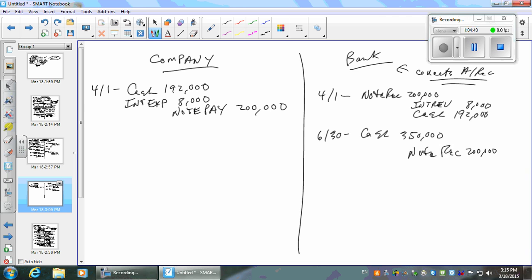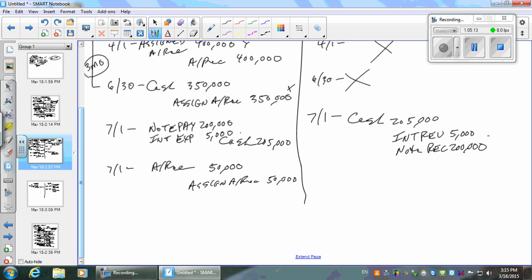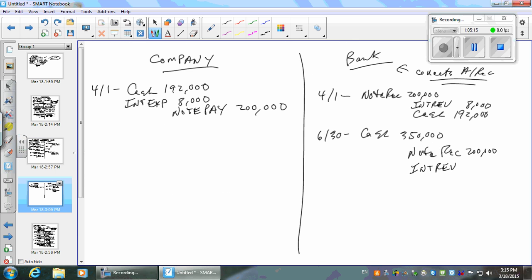And what would they also need to do? Credit interest revenue. Good. How much would that be? What was the interest revenue? It's $5,000. So it's still going to be 5, isn't it? But anyway, it's the 5,000 interest revenue, right?